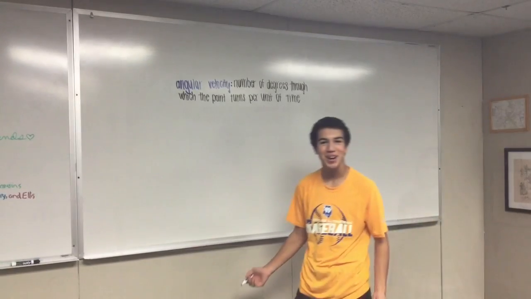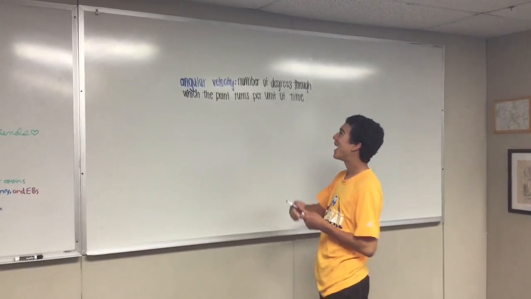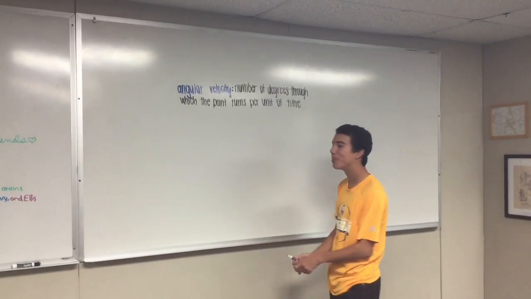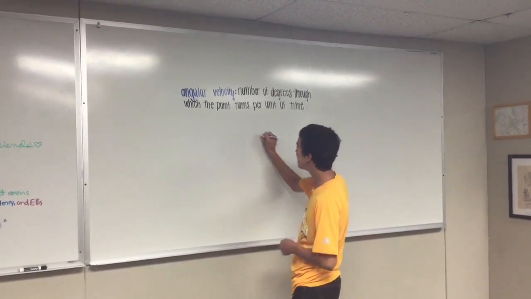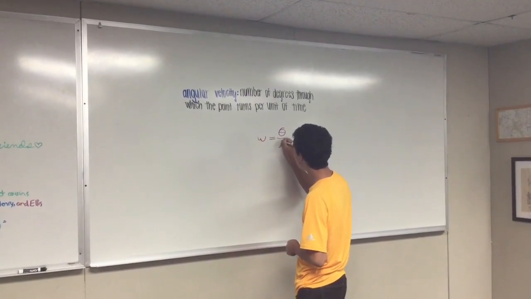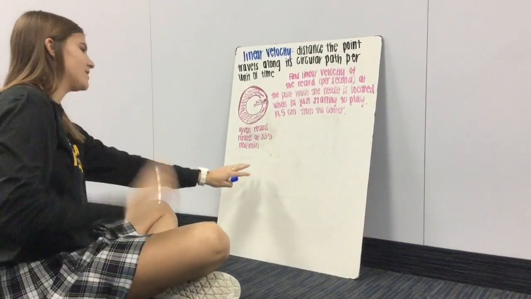Hello, we're here to talk to you today about angular versus linear velocity. Angular velocity is the number of degrees through which the point turns per unit of time, and the equation is W equals theta over t, in which t represents time. An example of linear velocity is this.